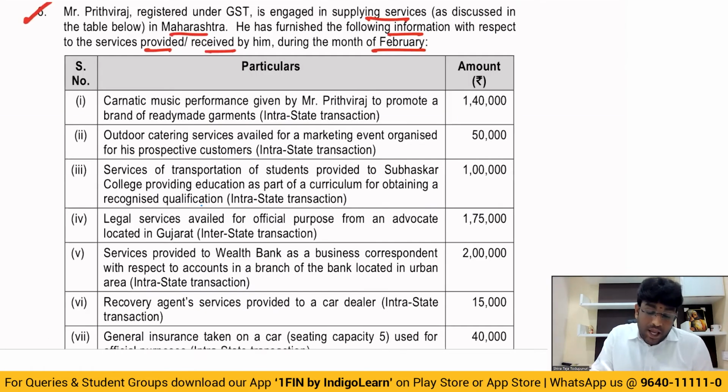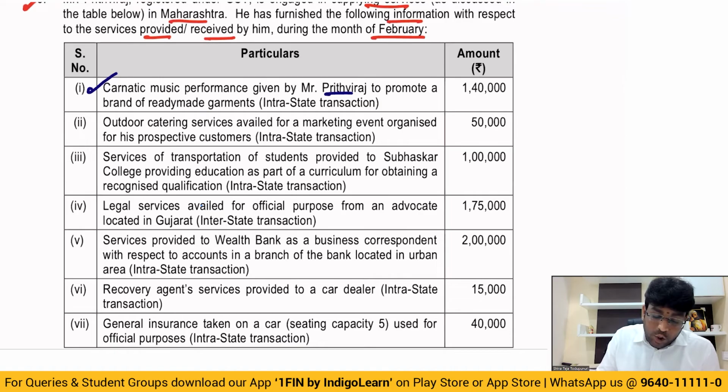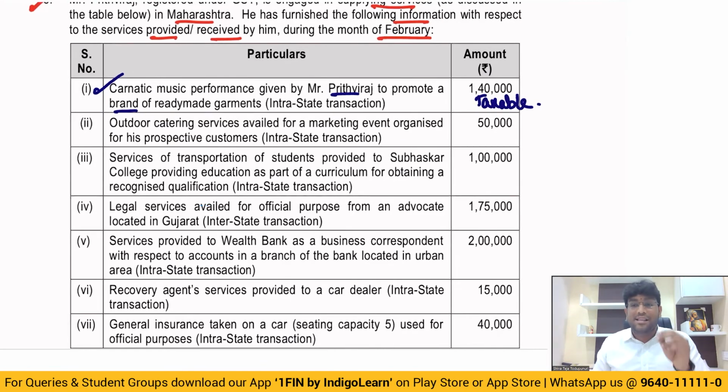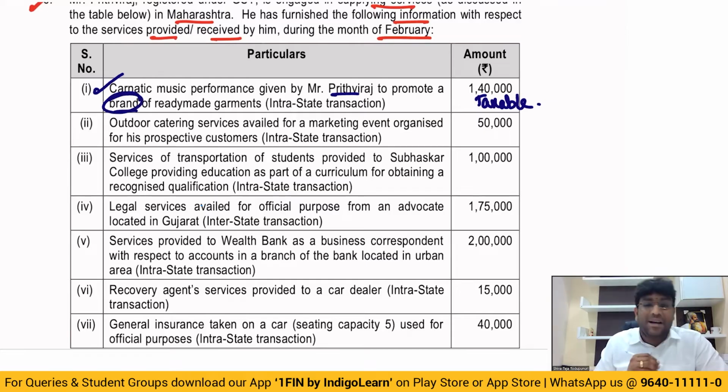See now. First point. Carnatic music performance given by Mr. Prithviraj to promote a brand of ready-made garments, 1,40,000. Still it will definitely become taxable. The reason is very clear: exemption applies to services performed in performing arts, classical art forms of music, dance or theatre, if the consideration does not exceed 1,50,000. However, if the service is given as a brand ambassador, it will definitely become taxable even if the consideration does not exceed 1,50,000. In this particular case, it did not cross 1,50,000. Still, it is taxable. The fundamental reason is that the service is given as a brand ambassador.